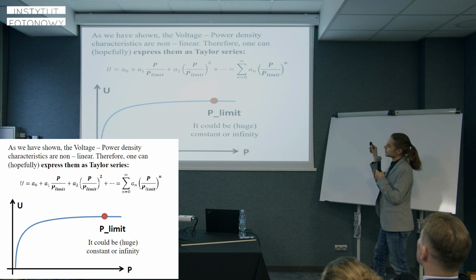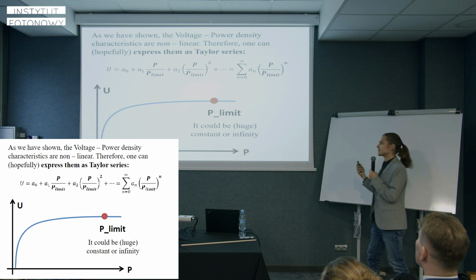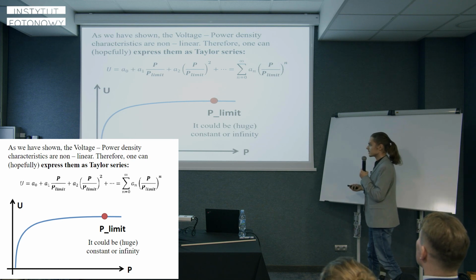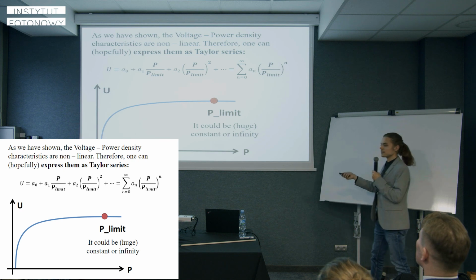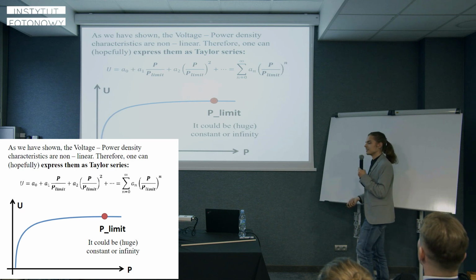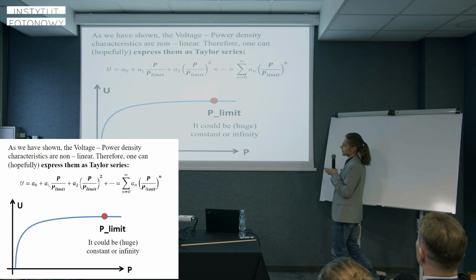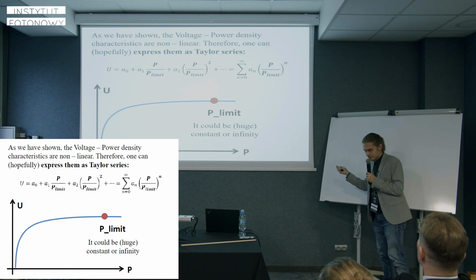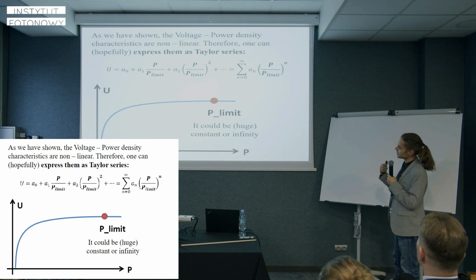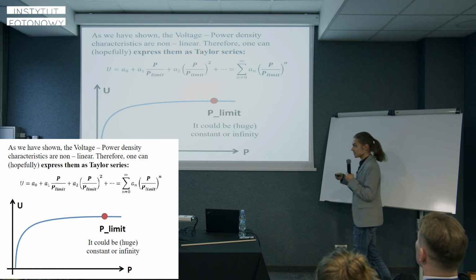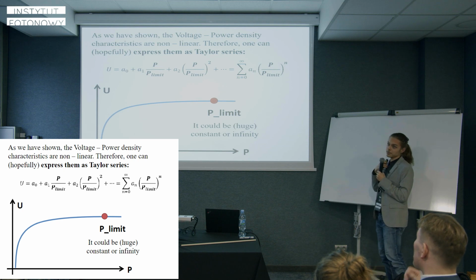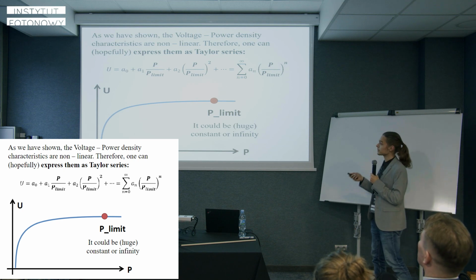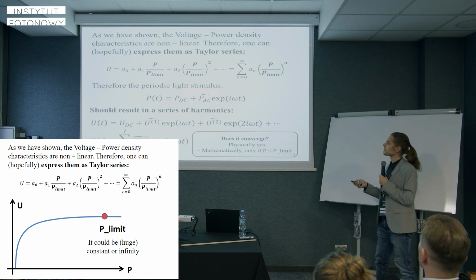So I want P to be less than some P limit, and considering experimental results, I see that the P limit is not reachable in the power densities provided by the device, or it can be given as infinity. So we are safe about the convergence of the series. I hope. This is my hope. I mean, this is an assumption, but you need to start from somewhere.